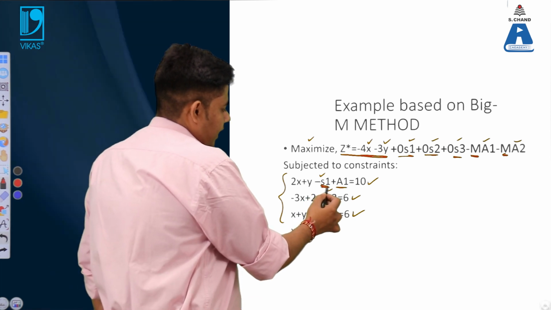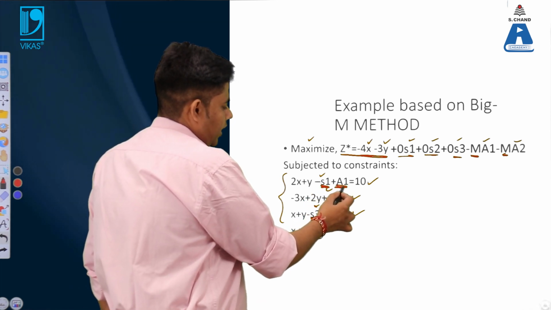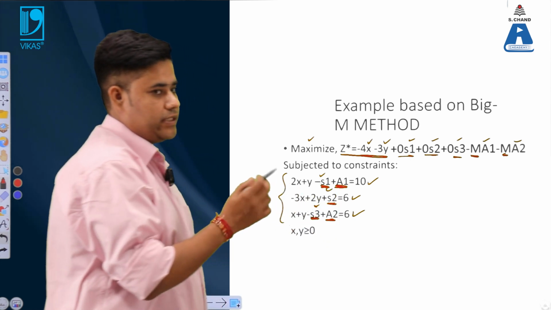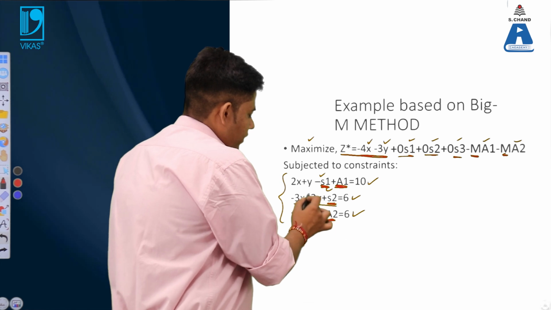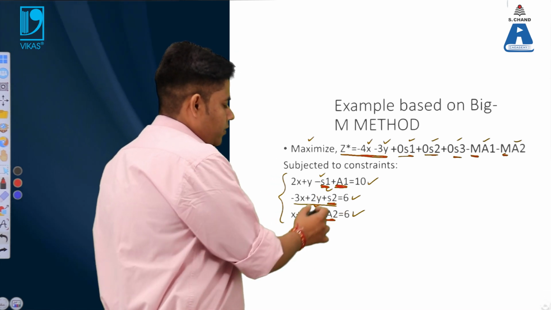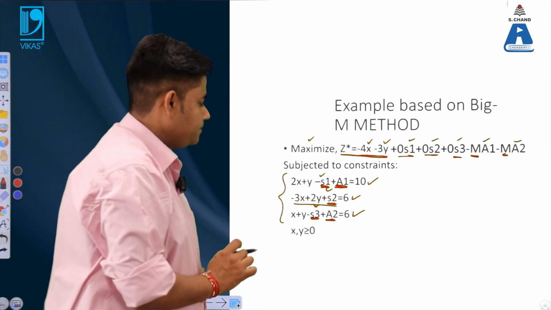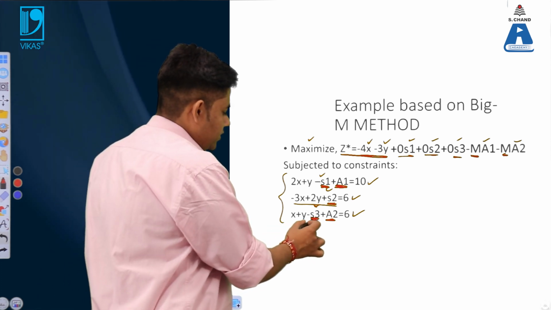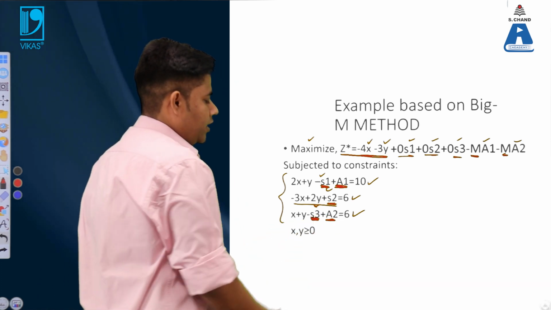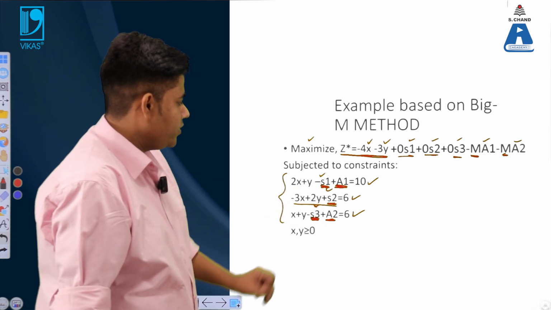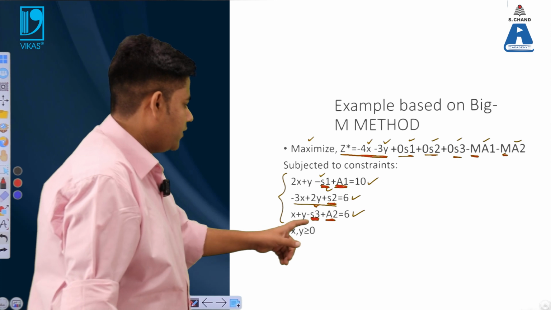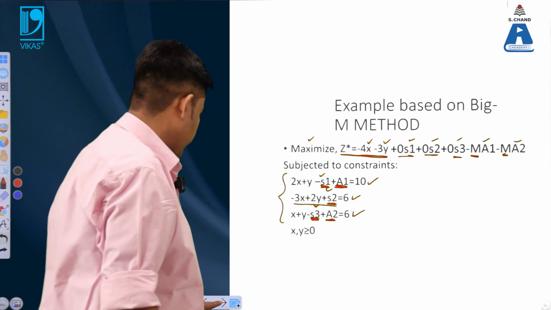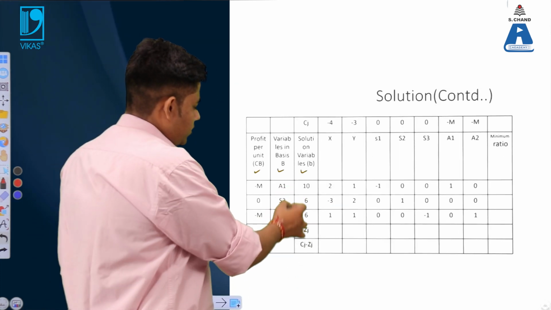Whenever the choice is between surplus and artificial, you have to choose the artificial variable. When there is a choice between a decision variable and a slack variable, you choose the slack variable. So for the first equation you choose artificial, for the second you choose the slack variable, and for the third you choose the artificial variable.